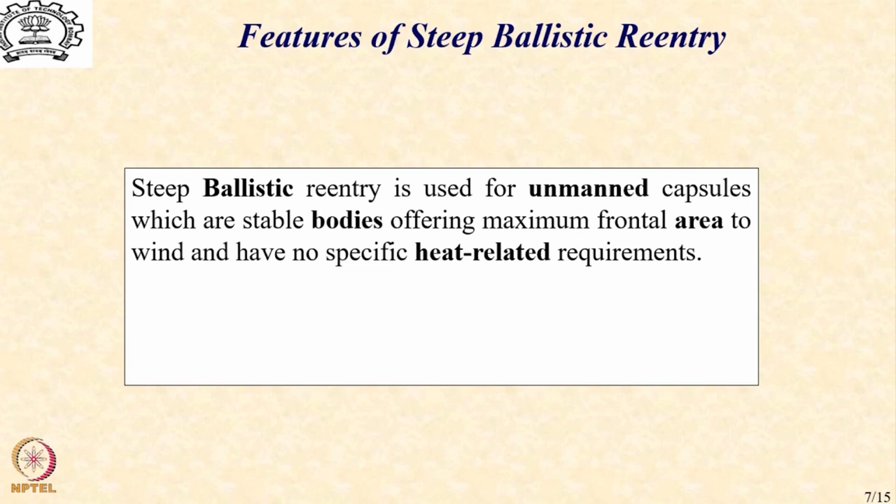It is to be noted here that this kind of entry trajectory or entry mechanism is commonly used for unmanned capsules, which are designed as stable bluff bodies which offer maximum frontal area to wind and generally have no specific heat related requirements, so that we can generate a large amount of drag and dissipate the energy quickly in a shorter duration, during a shorter span of the trajectory.